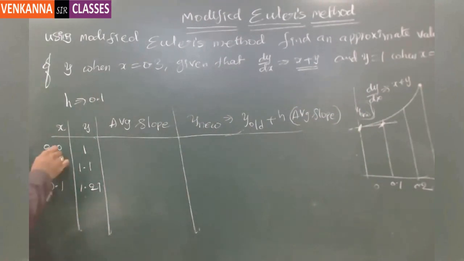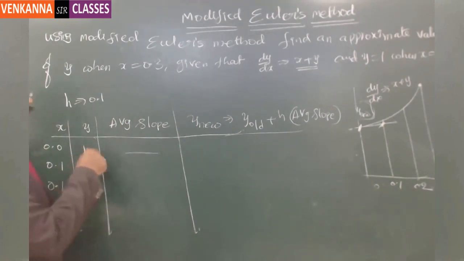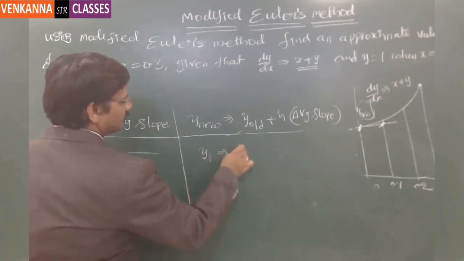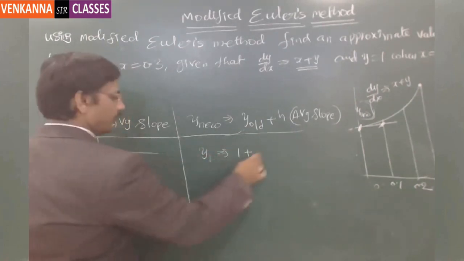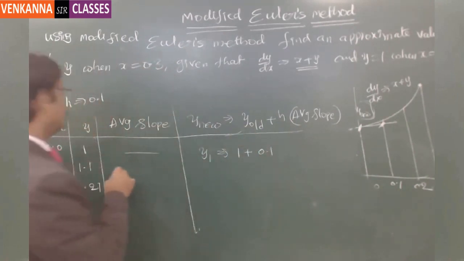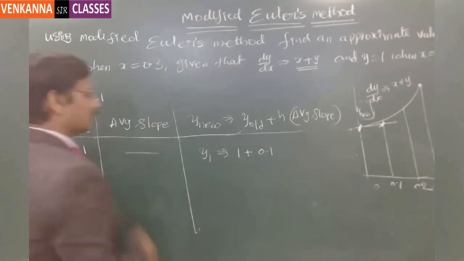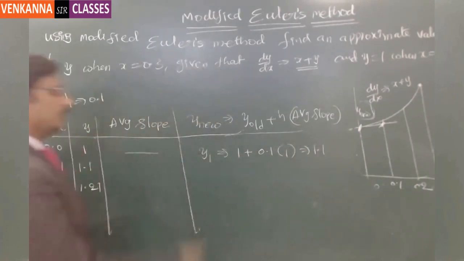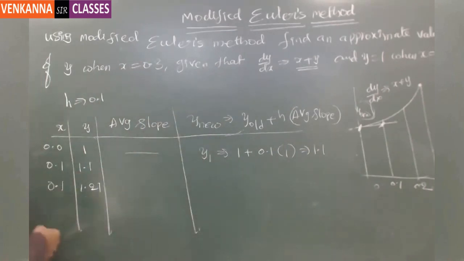The first x is 0 and the y value is 1. Initially there is nothing like an average slope; this is the only slope we can think of. Hence y1 you can calculate as y old plus h, which is 0.1, times this value. The slope value is 0 plus 1, so this is 1. So y1 is going to be 1.1. Then you can use this value to calculate the average slope.